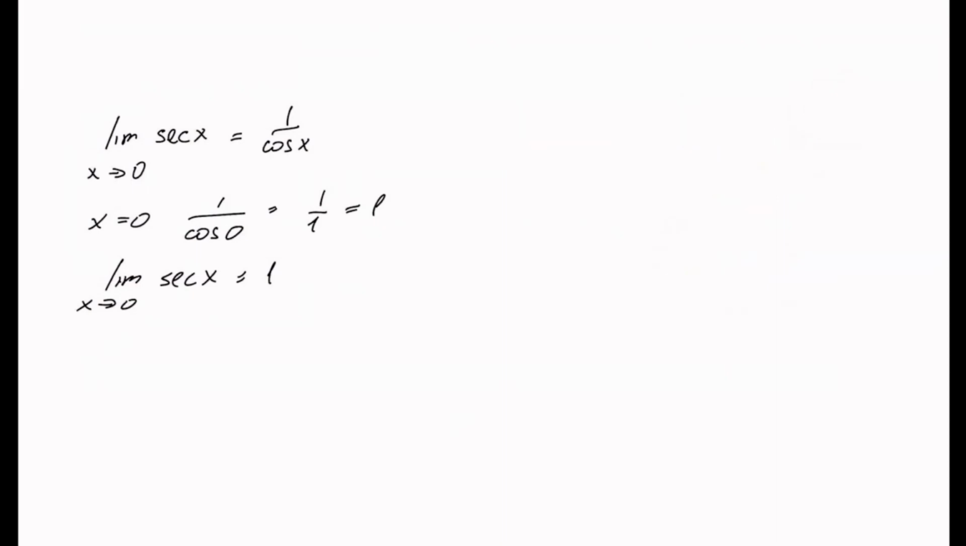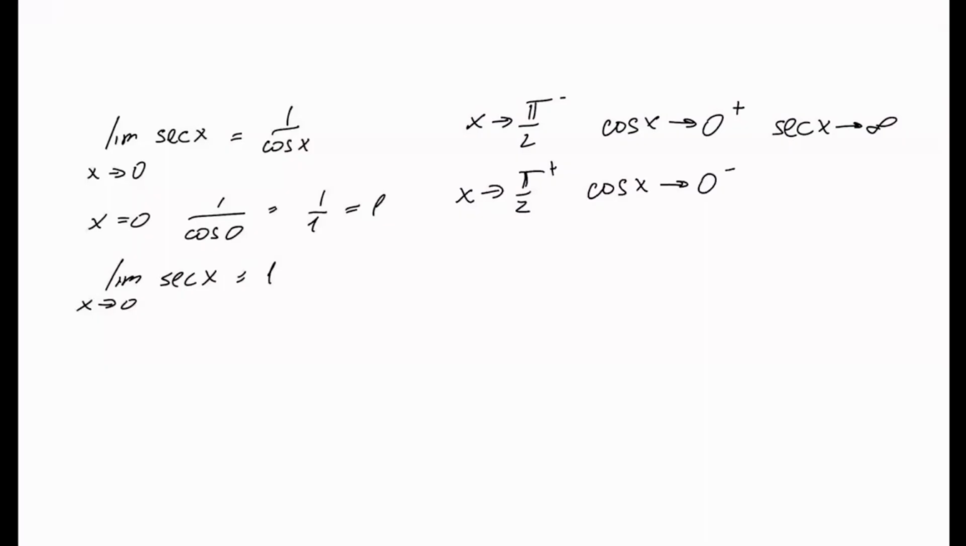From the left side, as x approaches pi over 2 from the left, we have cosine x approaching 0 with the positive sign. So secant x is going to be approaching infinity. From the right side, cosine is going to be 0, but with the negative sign, because that's the second quadrant. So secant x will be approaching negative infinity. So in this case, we say that the limit as x approaches pi over 2 from both sides of secant x does not exist.